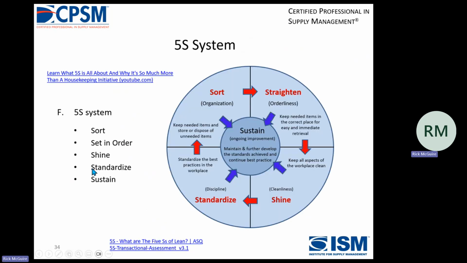And then everybody's favorite, the 5S. It stands for sort, set in order, shine, standardize, sustain. There's a YouTube video with some more information on 5S if you're interested. It's sort or straighten, shine, standardize, and sustain.